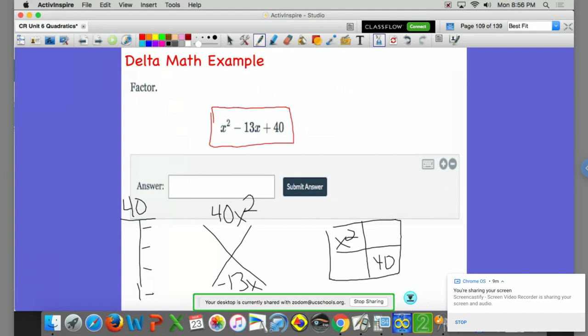So you do it the exact same way as you do the other one. So don't let it, even though it's switching over to Delta Math, confuse you. It's just kind of combining all the steps that we've been doing as of yesterday and today.